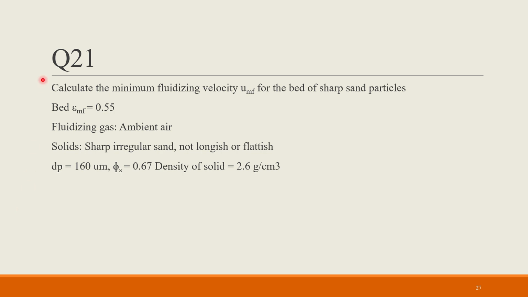Okay, we'll start with the problems. Calculate the minimum fluidizing velocity for the bed of sharp sand particles. The bed voidage fraction at minimum fluidizing condition is given as epsilon mf, that is 0.55, and the fluidizing gas is given as air at ambient condition, and the solids are given as sharp irregular sand, not longish or flattish. The diameter of the particle, the sphericity of the particle, and the density of solids are given.